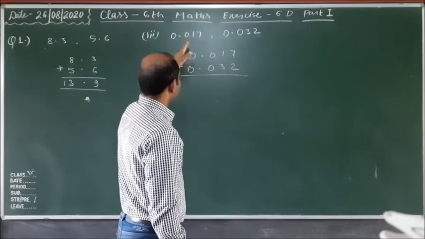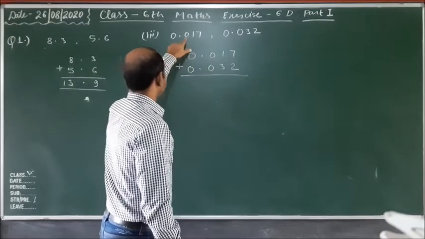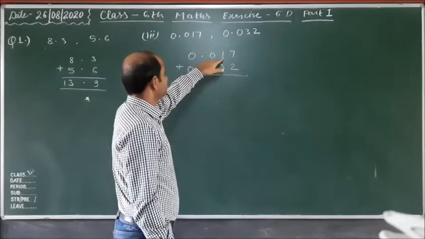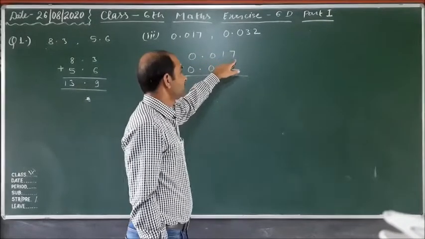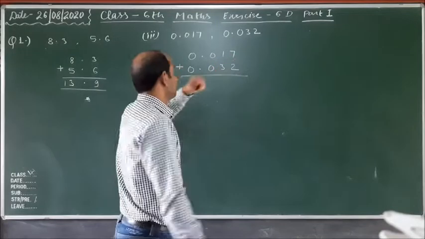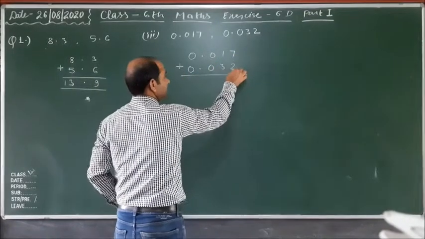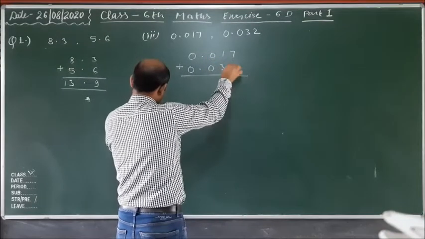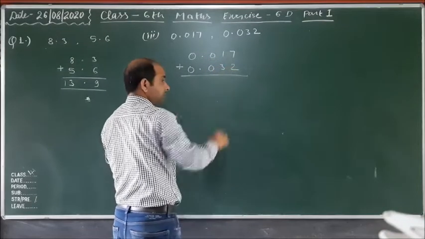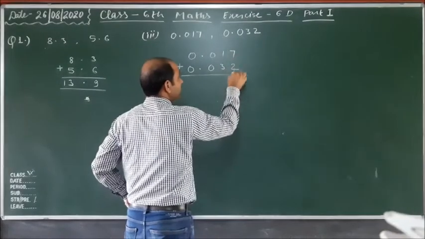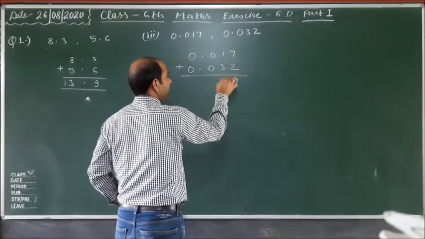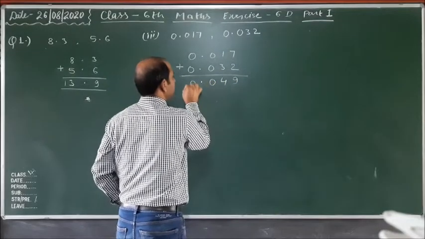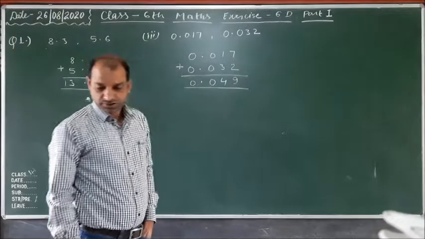When we write here in the column, first this is the 10th place after decimal. This is the 10th place. This is the 100th place, and this is the 1000th place. So we write here 10th, 100th, and 1000th. Now 729, 314. Okay, this is your answer.